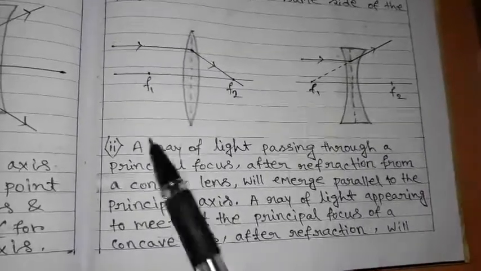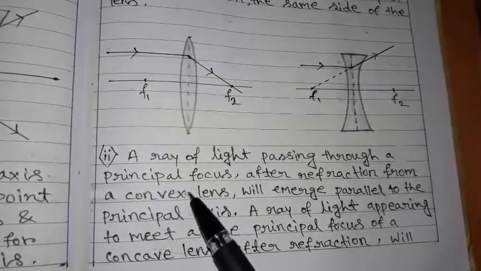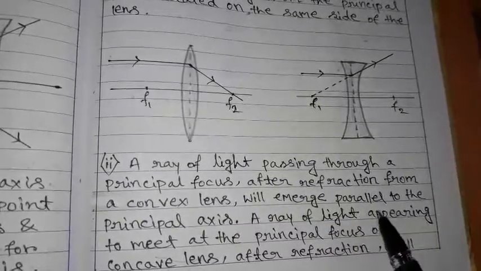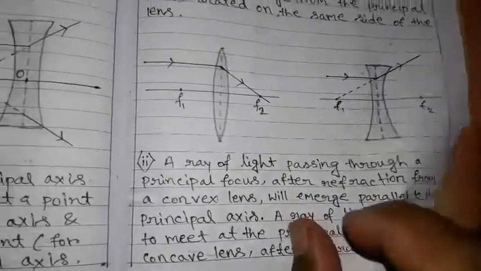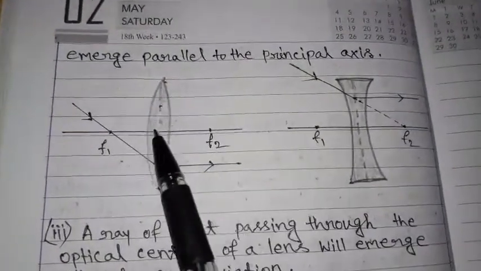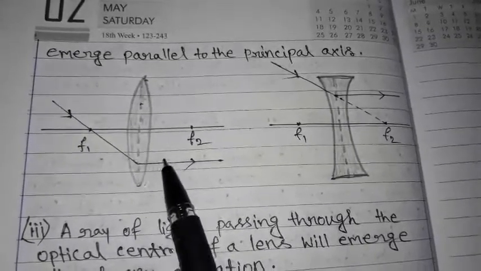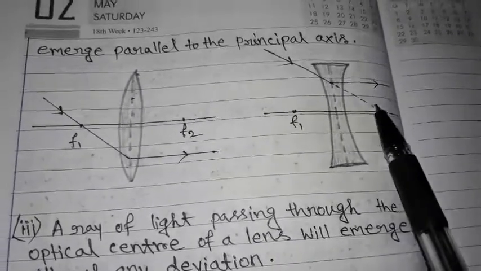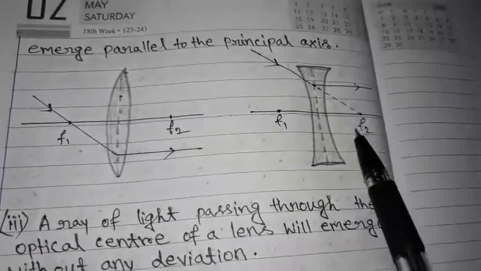Second point, a ray of light that passes through a principal focus, after refraction from a convex lens, will emerge parallel to the principal axis. A ray of light appearing to meet at the principal focus of a concave lens, after refraction, will emerge parallel to the principal axis. In the diagram we see that for the convex lens an incident ray passing through the focus, after refraction, passes parallel to the principal axis, and a ray of light that appears to meet at the focus for a concave lens, after refraction, passes parallel to the principal axis.